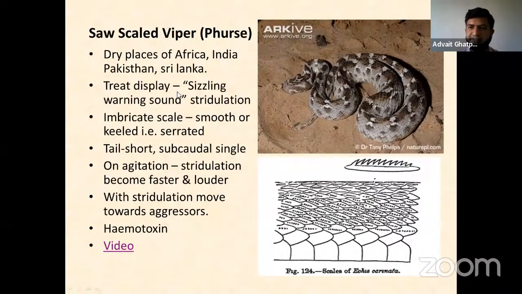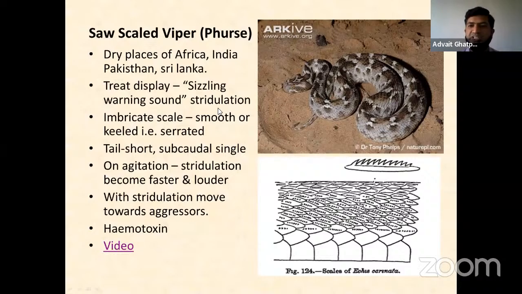म्हणजे भीतीदायक डिस्प्ले असा तो दाखवतो. What is that? That is called sizzling warning sound. Okay, warning sound हा दाखवतो, which is called as stridulation. म्हणजे तो काय करतो, त्याच्या पाठीवरती हे जे स्केल असतात त्याला असे सिरेटेड मार्जिन असतं, किंवा त्याला इम्ब्रिकेटेड स्केल असं म्हणतात, त्याला कील म्हणतात. ठीक आहे, कील्ड बॅक असते, सिरेटेड मार्जिन. तर ते स्केल तो एकमेकांवर घासतो आणि घासून आवाज तयार करतो, त्याला स्ट्रायड्युलेशन असं म्हणतात.